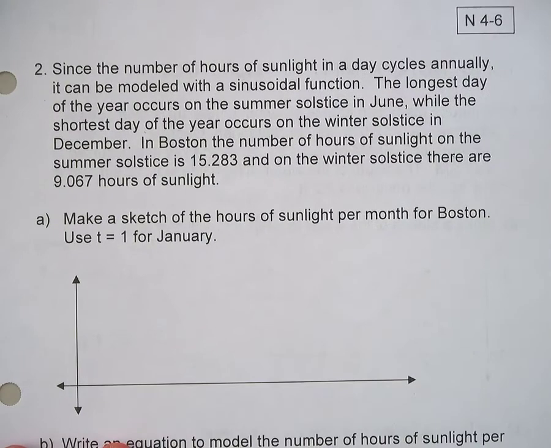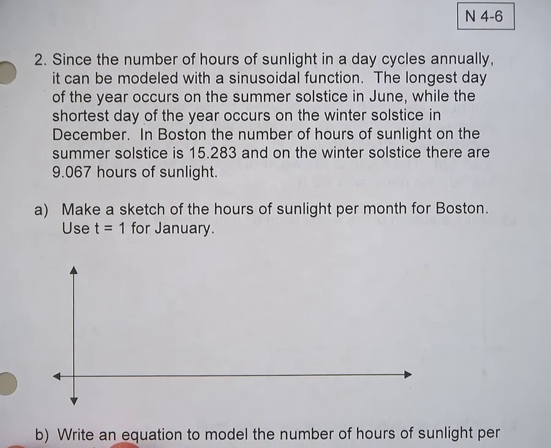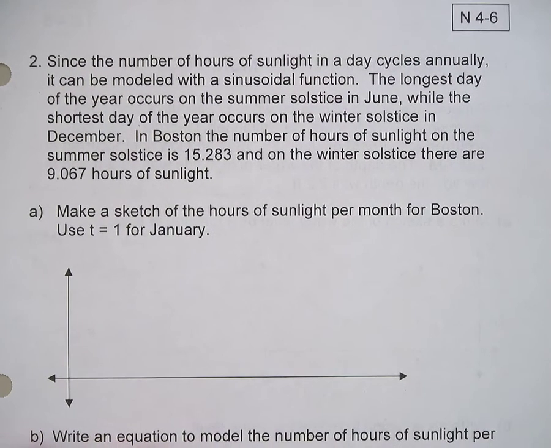Number 2. Since the number of hours of sunlight in a day cycles annually, it can be modeled with a sinusoidal function. The longest day of the year occurs on the summer solstice in June, while the shortest day of the year occurs on the winter solstice in December. You can notice in the wintertime, days get shorter. Most of you are feeling that effect right now. The sun comes up a little bit earlier and it falls a whole lot earlier. That's why it's getting dark right now around 5:30, 6 o'clock instead of 9 o'clock like it does in the summer.